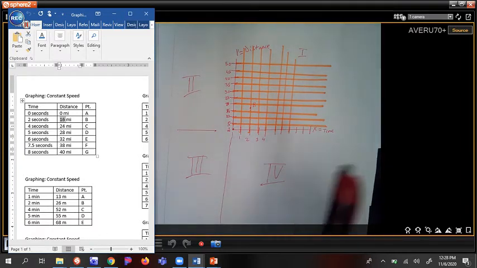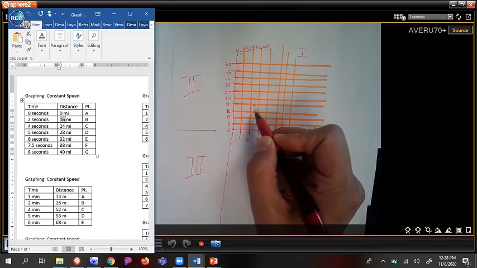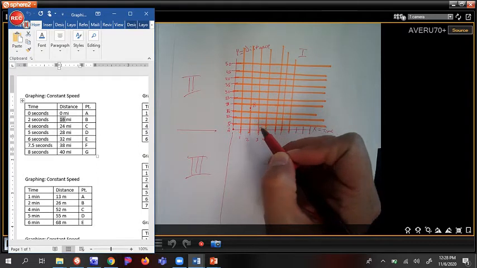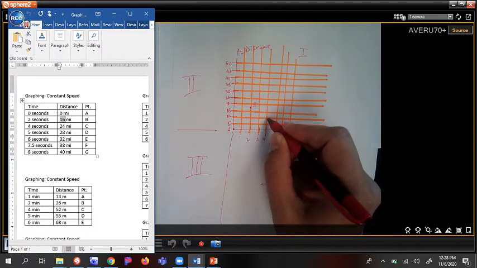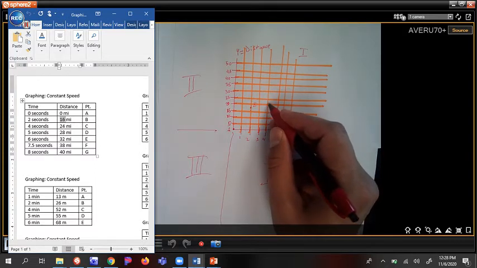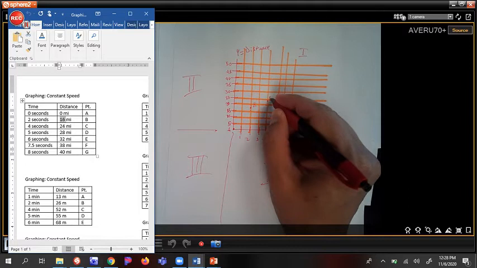So if you look on this part where it says 15 and 2, it's 16 and 2, because that's what my B point is. Okay? Let's go over here to 4 seconds. Now at 4 seconds, I'm going 24 miles. So let's count up to where 20 is at. 20 is right here. 24 would be just under 25. Okay, that's my C part.